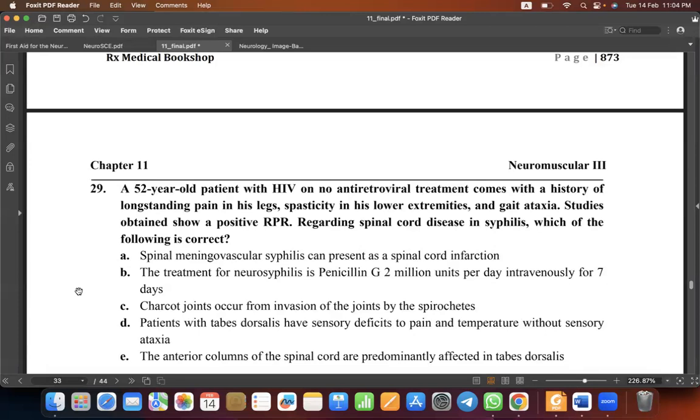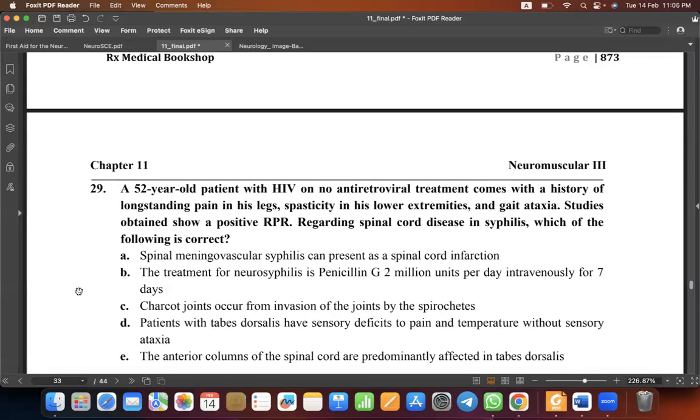The anterior column of the spinal cord is affected. It's absolutely wrong. It is particularly affecting the dorsal column. So the posterior column is typically affected. The patient with tabes dorsalis will have dorsal column involvement with sensory ataxia. So this is wrong also.